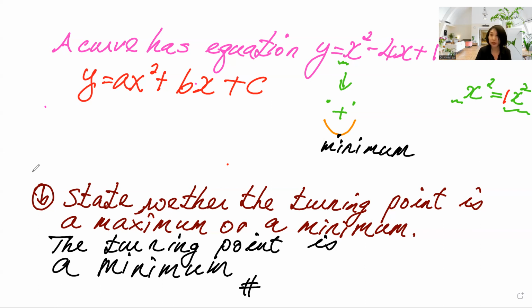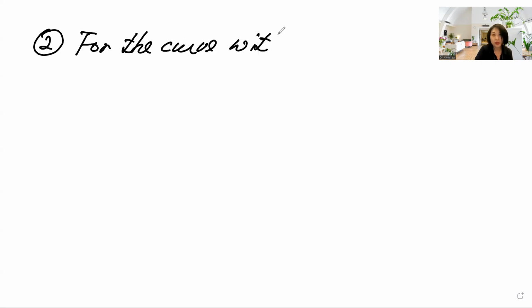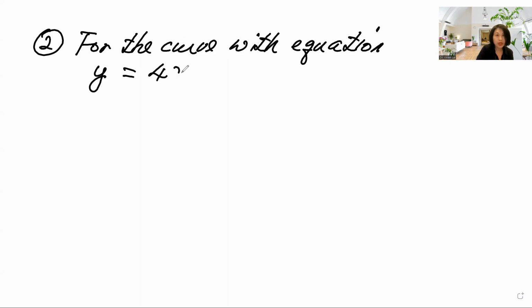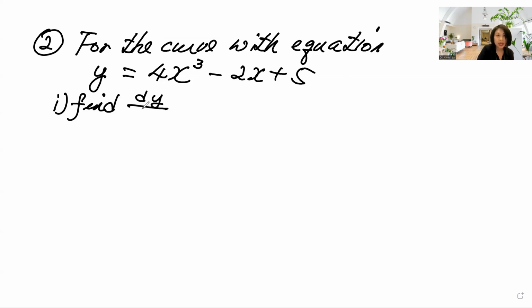Now I want to do one more question to show you. All right. Another IGCSE high tier exam question. Okay. So let's say question number 2. Okay. Example number 2. So for the curve with equation y equals 4x cubed, this time is cube. Okay, it's a cubic equation. Cubed minus 2x plus 5. And then the question is to find dy dx. Right, this is the question. Okay, so have a go. I give you 1 minute, have a go. Do the dy dx.